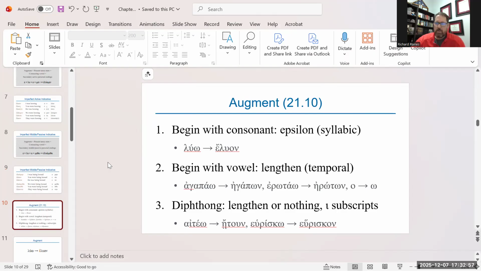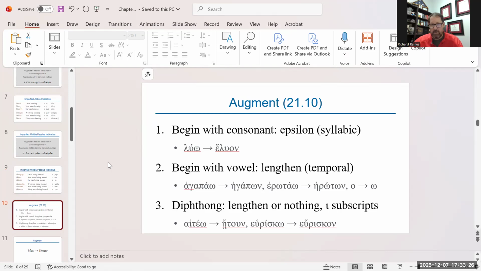But I want you to make sure that you pay attention to page 229, the top of 229, which shows you what you will get if it's a diphthong. If the original, for instance, is an alpha iota, then it's going to lengthen to an eta with a subscript. An epsilon and an iota, it's going to lengthen to an eta with a subscript.